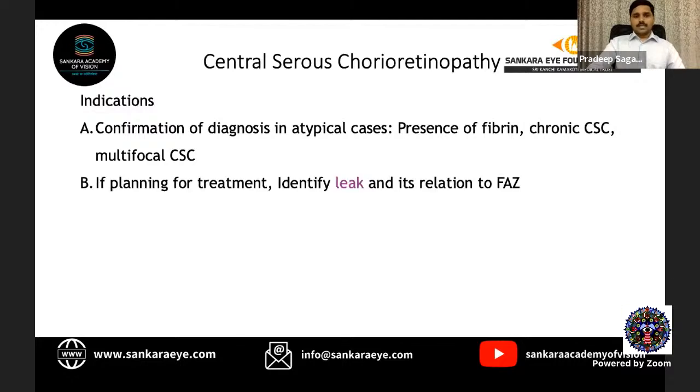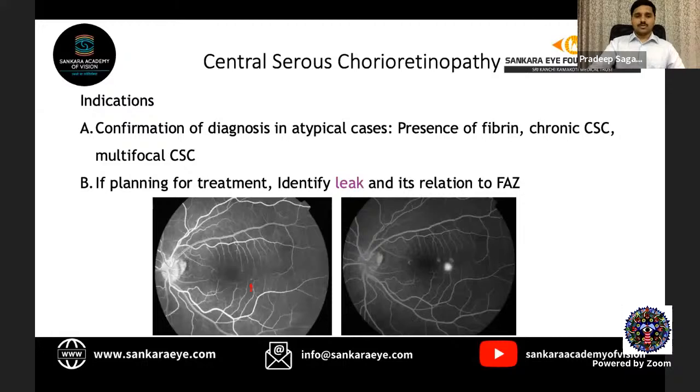The other indication is when the fluid is persistent and if we are planning for treatment, to identify the point of leak and its relation to foveal avascular zone. Here we can see that the point of leak is away from the center of fovea, and we can consider doing a focal laser photocoagulation to achieve resolution of subretinal fluid. But if the leak is in the foveal area, focal laser is not a good option, and we may have to consider a half dose or a half fluence photodynamic therapy.